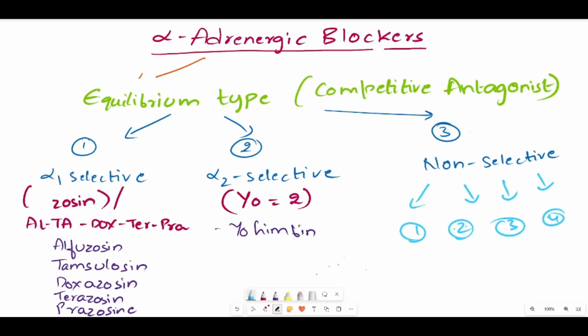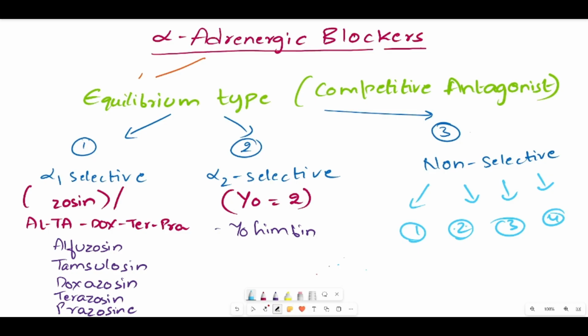Now coming back to the second class, which is the equilibrium type. These are divided into three classes. The first one is alpha 1 selective, where the drugs end with the term zosin. Anything which ends with zosin comes under alpha 1 selective. To remember their starting names: al, tar, dox, ter, pra. Just remember these. So alfuzosin, tamsulosin, doxazosin, terazosin and prazosin. All these drugs come under alpha 1 selective.